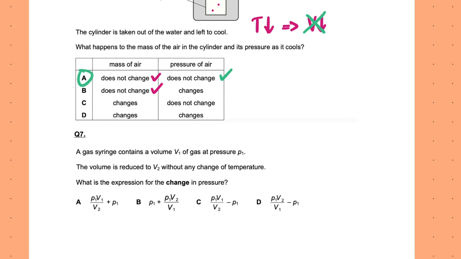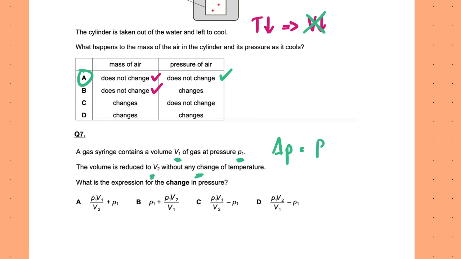A gas syringe contains a volume V1 of gas at pressure P1. The volume is reduced to V2 without any change in temperature. What is the expression for the change in pressure? So change in pressure would be final minus initial. I know that the final pressure is going to be greater because the final volume is lesser, right? Because of that inverse proportion.